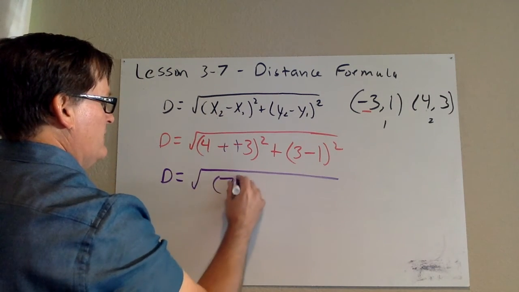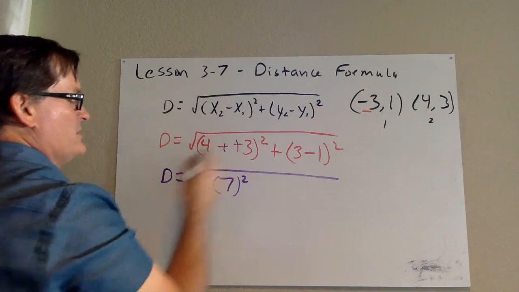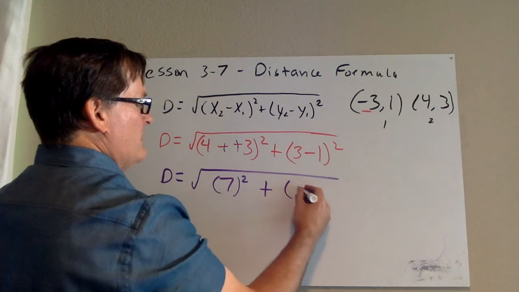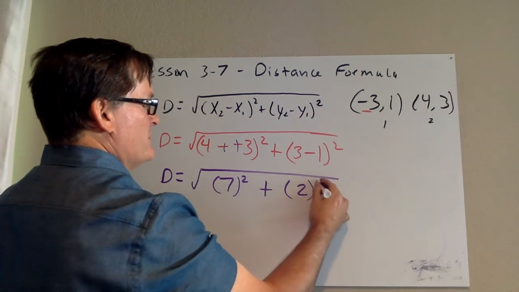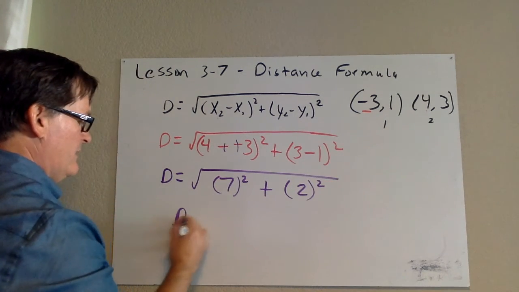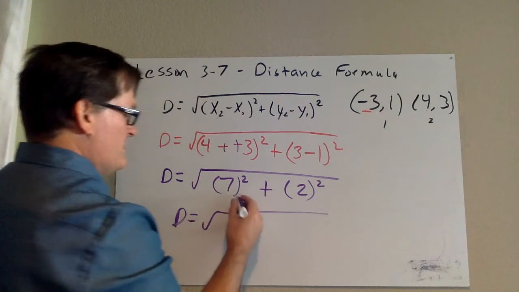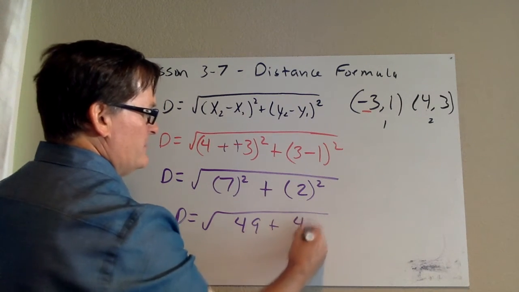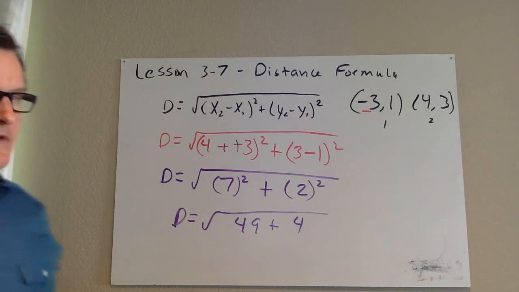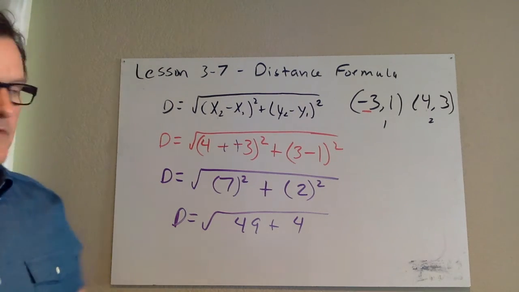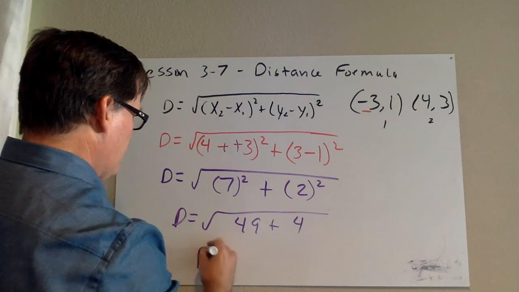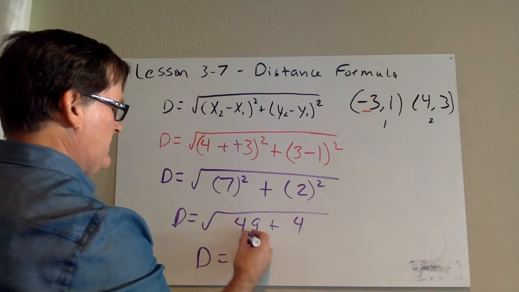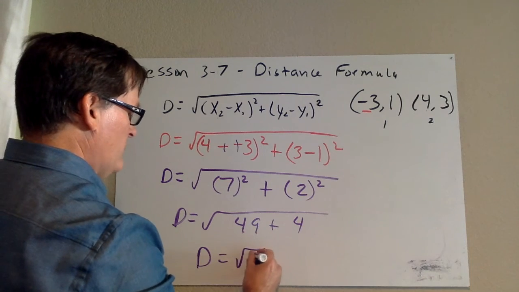4 plus 3, order of operations, do what's in parentheses first, is 7 squared, plus 3 minus 1, do what's in parentheses first, square it. Now let's go ahead and square those numbers. 7 squared is 49. No shame in using a calculator. 2 squared is 4 if you don't know these by heart. Eventually you work with these numbers enough that you do memorize some of them, but it's not crucial that you have them all memorized. This ends up being D equals square root of 49 plus 4, which is the square root of 53.